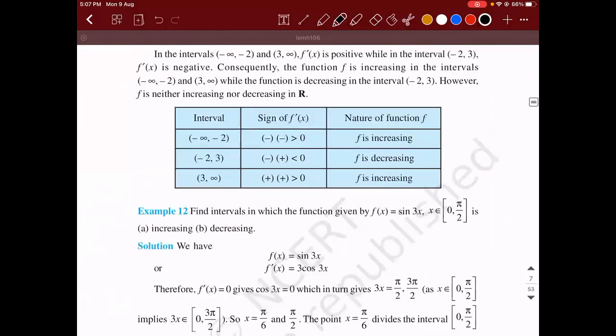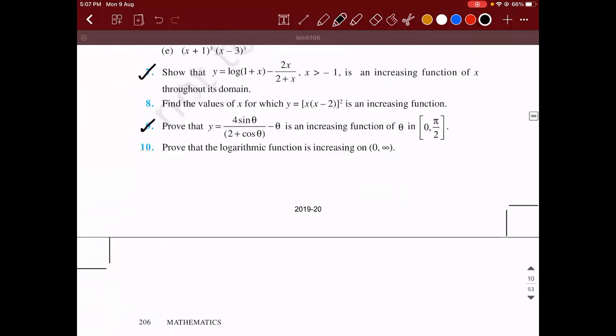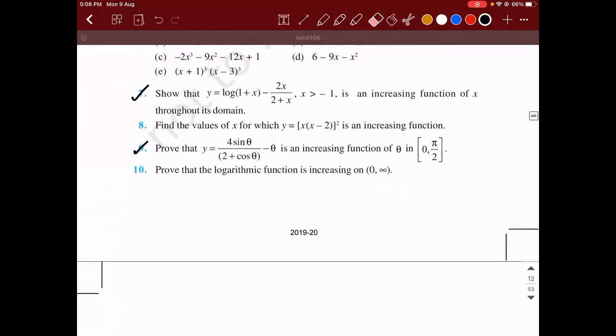Right. Next is, when you have problems like this, you see most of them miss checking the domain of the function. If you look at this question, y is equal to log of 1 plus x minus 2x divided by 2 plus x, where x is greater than minus 1, means the domain itself is minus 1 to infinity.